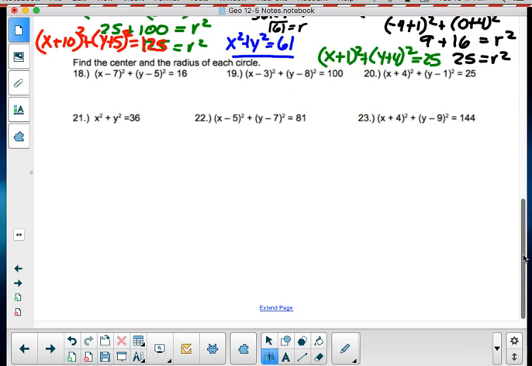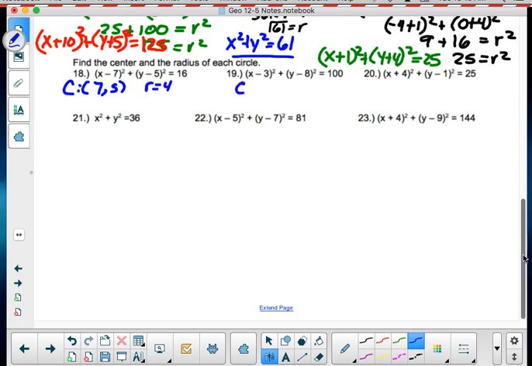This next one, I'm supposed to find the center and the radius. The center is the opposite of what's in there. So my center is 7, 5. My radius is the square root of 16, so my radius is 4. The center here is the opposite of what's there: 3, 8. And my radius is 10. My center is the opposite of what's there: my center is negative 4, 1. And my radius is 5.